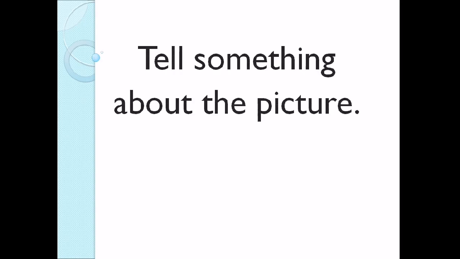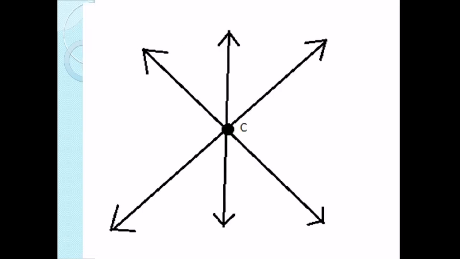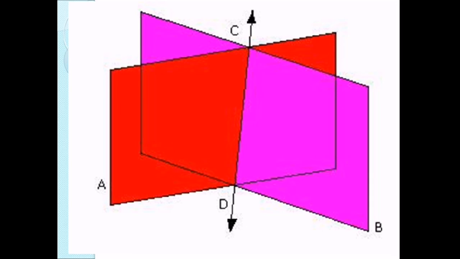So tell something about the picture. So intersection of lines wherein the point of intersection is point C. So three lines intersect with each other. And then meron silang common point which is yung point C. How about the second picture? So it is the intersection of two planes wherein the intersection of two planes is a line. So line CD yung kanilang intersection.